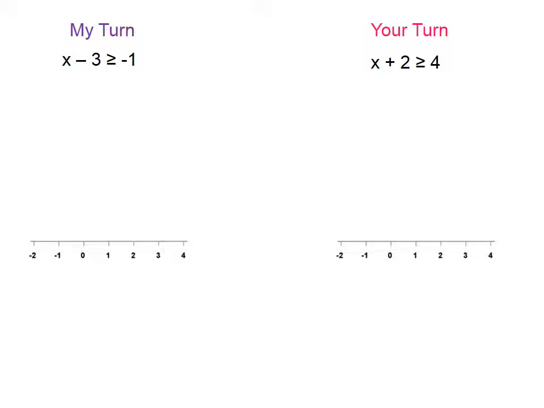x minus 3 is greater than or equal to minus 1. Well, this time we need to add 3 to both sides. Hopefully this is familiar from last lesson. So x is greater than or equal to 2. We're thinking carefully about our number line. Solid dot for greater than or equal to, and our arrow is going to go in this direction. Pause the video for you to have a go at your question.